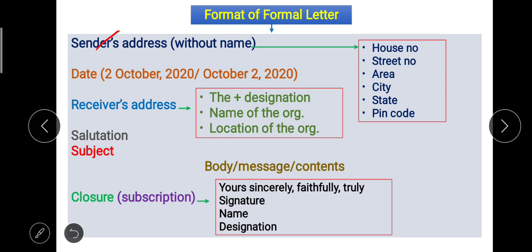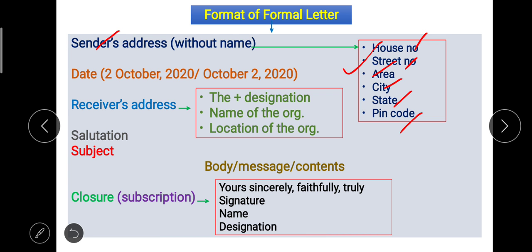In the sender's address, these are the components which should be written: house number, or if it is written from an office, the office building and its number. Street number or name where the house or office is located. Then area, then city, name of state, and then pin code. If we are writing this letter to somebody who is in a foreign country, who is abroad, we have to mention the name of the country also. After state, mention the name of country and then pin code.